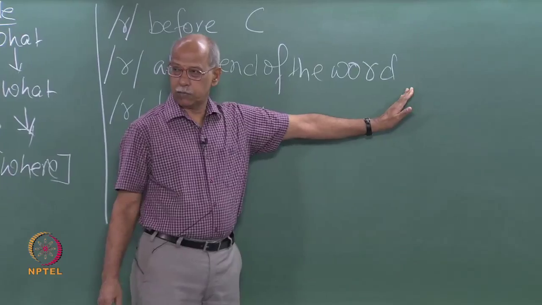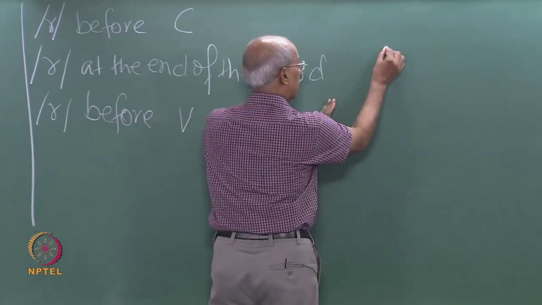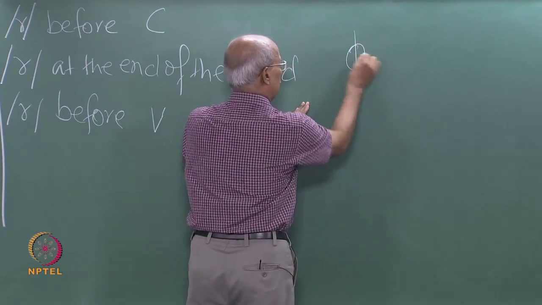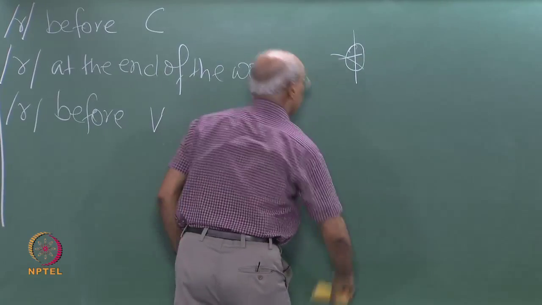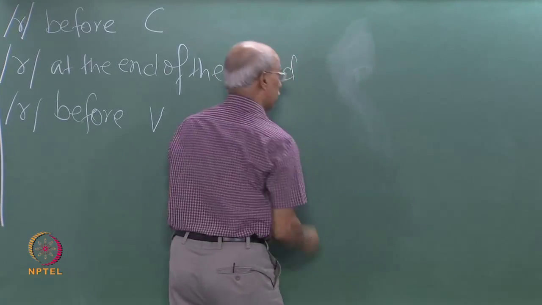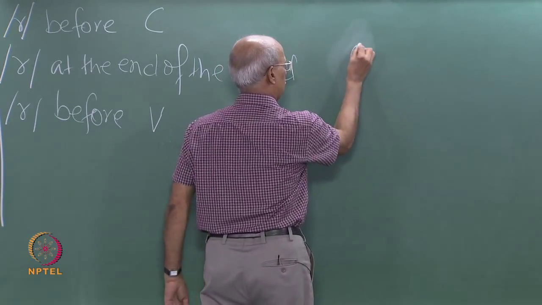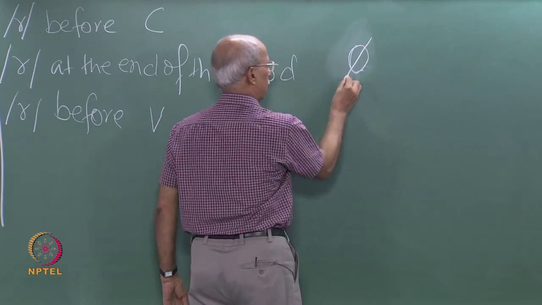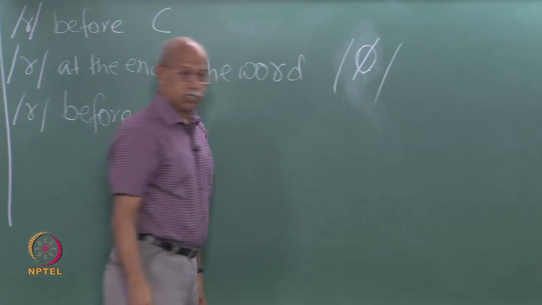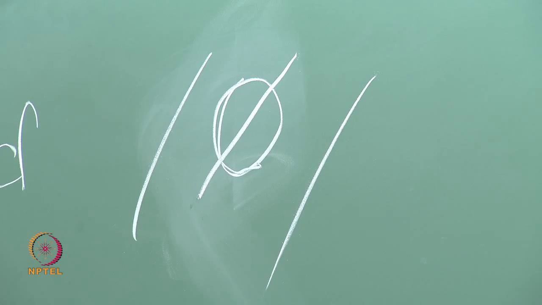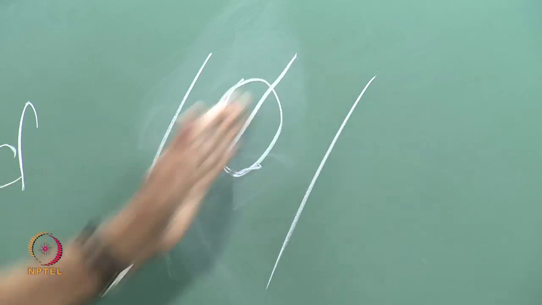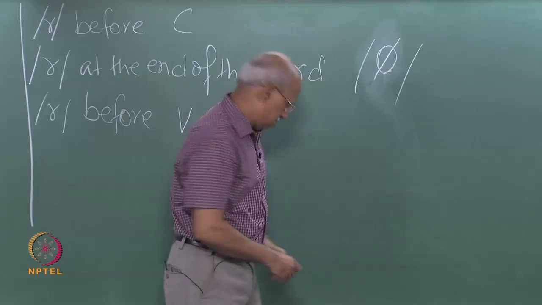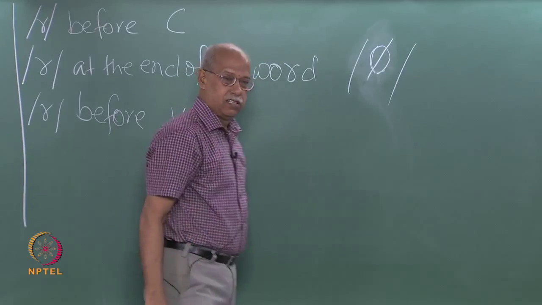It should be this symbol, the null symbol. The null symbol is not written this way. It is written this way. This is null. It is not straight, about a 45 degree angle and that sort of thing. Okay?